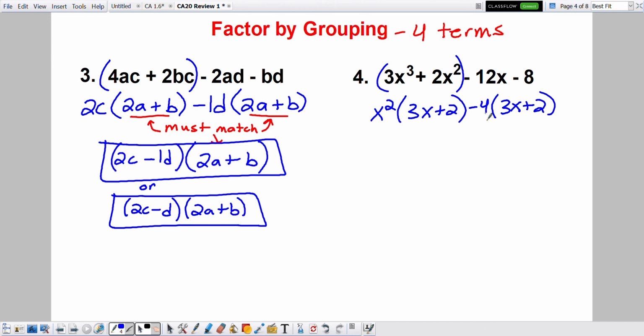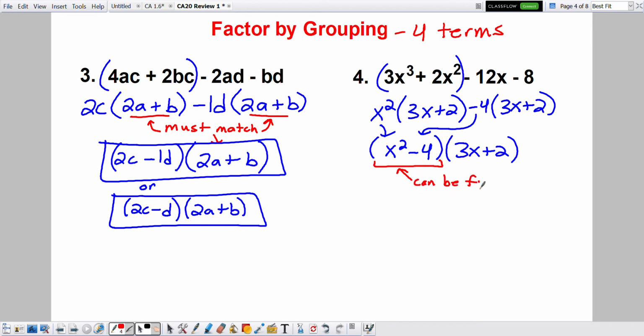And so, just like before, the 3x plus 2, the one they have in common, goes here, and then the x squared and the minus 4 gets brought together into its own factor. If you did that part correctly, you're right, this is correct. But there is one other thing we can do. This can be factored again.